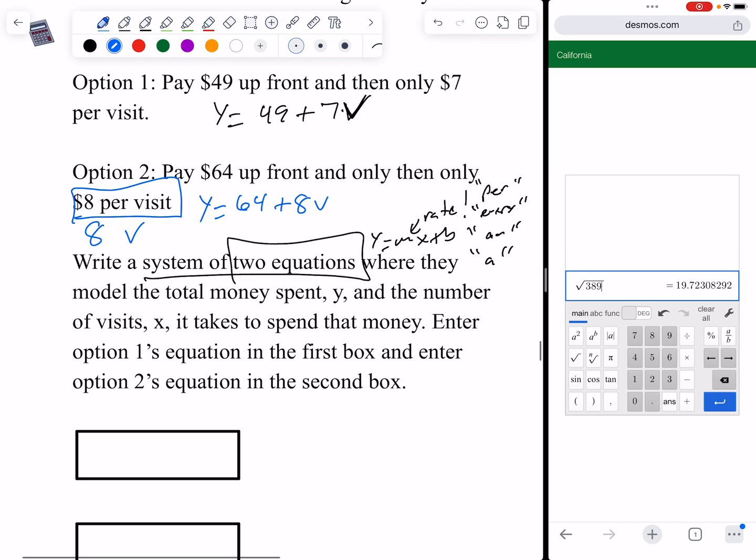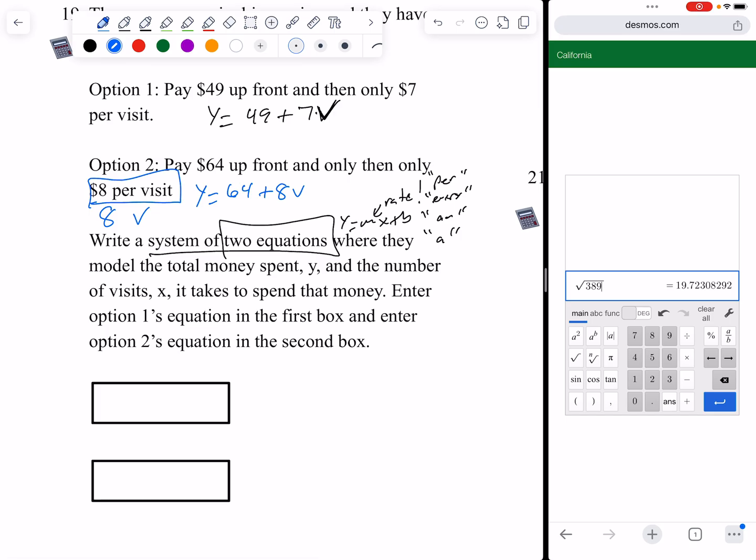So there's my system of two equations where they model. So the money they spent is y. The number of visits, instead of v, they want x. So that's how I switch it. Enter option 1's equation in the first box and enter 2 in the second. Okay, so now I'm just going to revert it. So y equals 49 plus 7x. And for my second one, y equals 64 plus 8x.